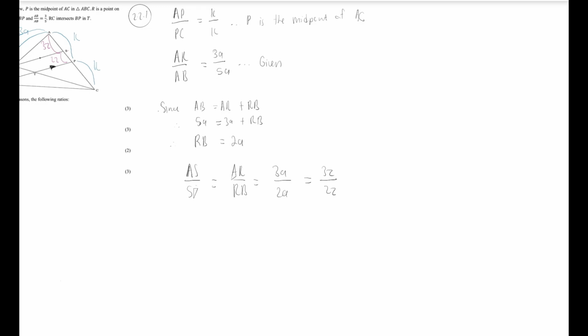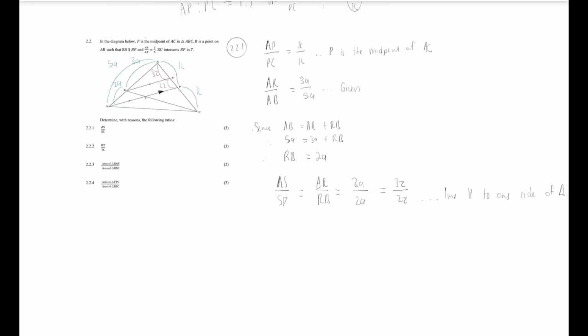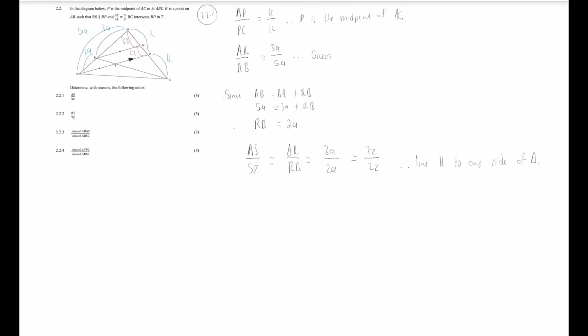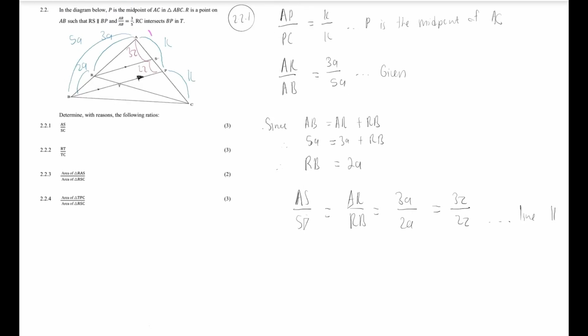And then what's going to be my reason? I'm going to say line parallel to one side of a triangle, like that. And then now I can start to find that relationship between my K and my Z. Remember, the goal is to find my AS over my SC. In order to do that, I want to work with one variable on this line. So I am going to choose to work with the variable Z.